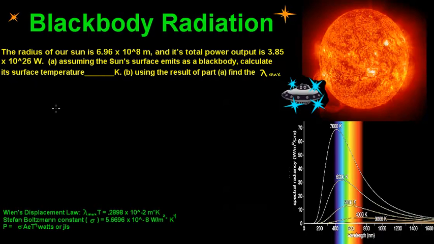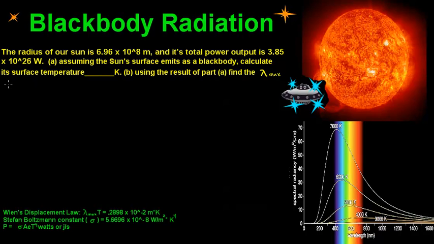Using the result of part A, find the wavelength max. So we're going to use these equations down here, and you've got the Stefan-Boltzmann constant, and the symbol for that is this little thing right here, called sigma. Okay, and you've got your power equation, which equals sigma times A, the surface area, times E, which is emissivity, and since we are assuming that it is a blackbody, we're going to be using 1 for that, times T to the 4th.